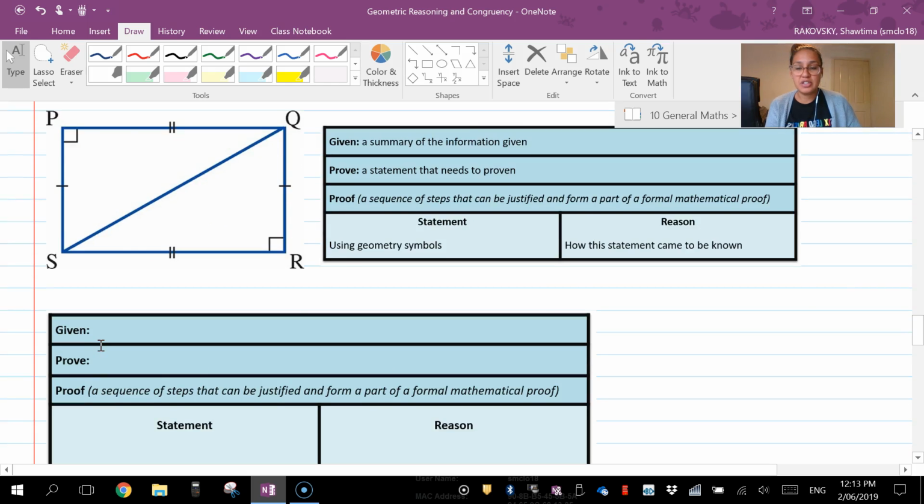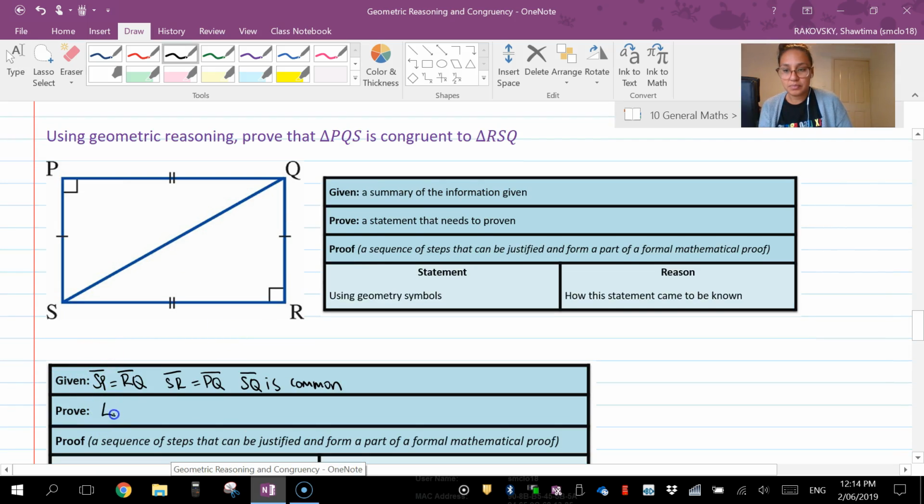So if this is the case here for this shape, the given information is that line SP equals line RQ, line SR equals PQ, and line SQ is common, so they both share it, and we're trying to prove that PQS is congruent to triangle RSQ.